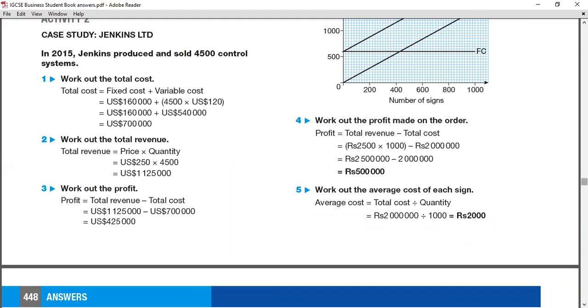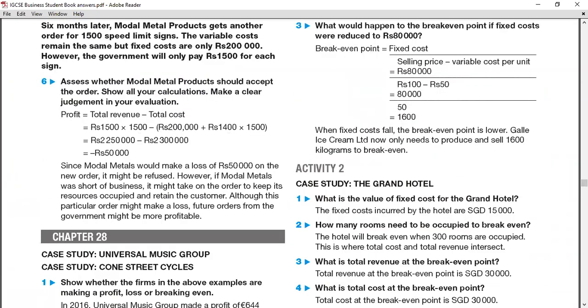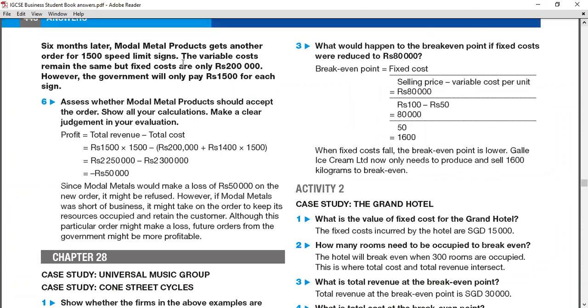Okay, then the last question of the day, the last question of this case. They're asking: 6 months later, the model metal product gets another order of 1,500 speed limit signs. They have increased it by another 500, a government order again. Variable costs remain the same, but fixed costs are only 200,000. Previously 600,000. Now fixed costs are only 200,000.